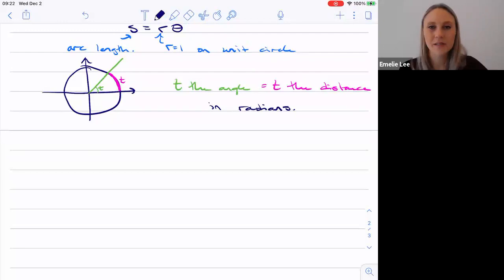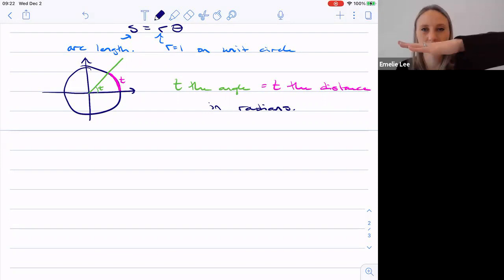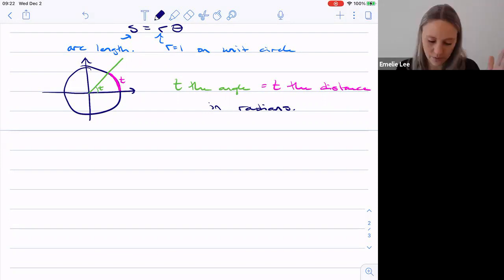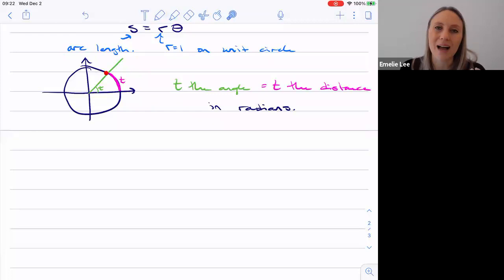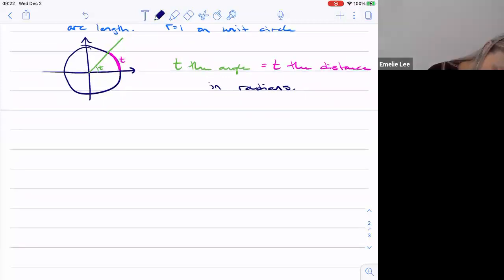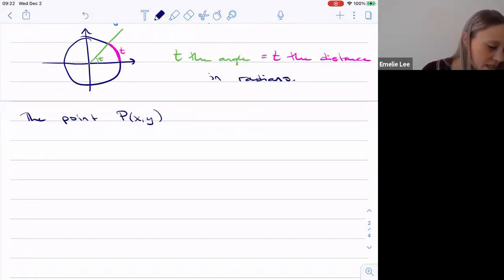So what happens if I tell you, okay, you're going to move some angle, right? So you start on the positive x-axis, and then just like here, you've gone a distance of t, you've ended up at some point, and that's what we call the terminal point, right? Terminal is the end, terminus, and so it's where you end up. The point P(x, y) is where we end up.